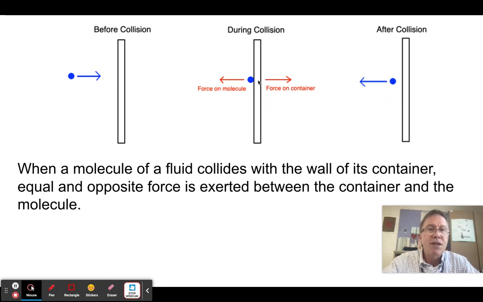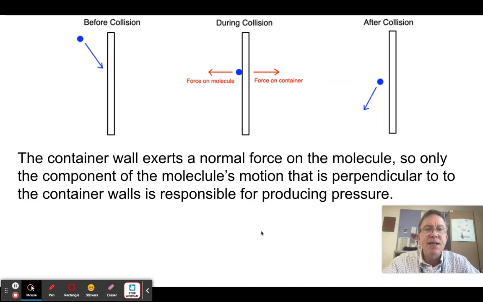And so this is the source of the force, the interaction between individual molecules and the walls of the container. Now, the idea is sometimes these molecules are not going to be moving completely perpendicular. Sometimes they're coming in at angles. So when they come in at an angle, they're going to come in like this. They're going to go out like this.